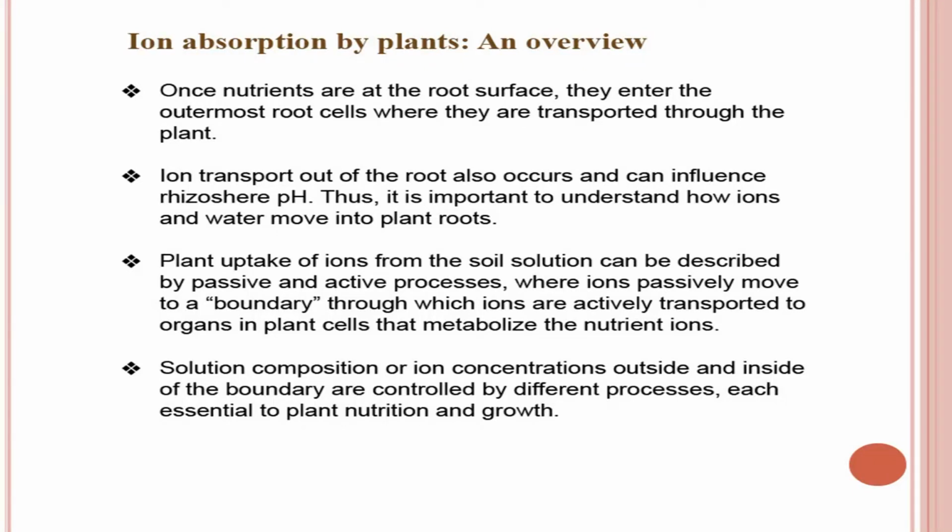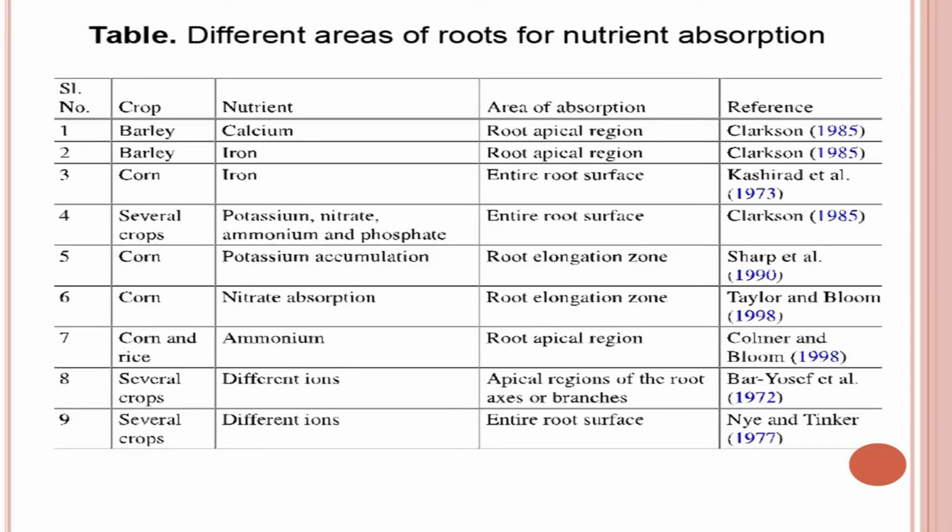Plant uptake of ions from the soil solution can be described by passive and active processes. These are two very important processes. One is the passive process and the other is the active process, where ions passively move to a boundary through which ions are actively transported to organs in plant cells that metabolize the nutrient ions. Solution composition or ion concentrations outside and inside of the boundary are controlled by different processes, each essential to plant nutrition and growth.